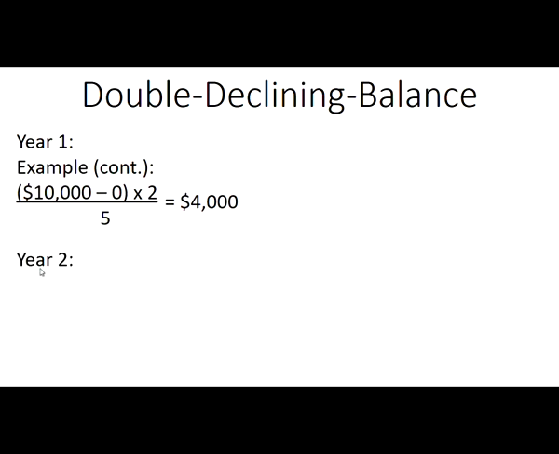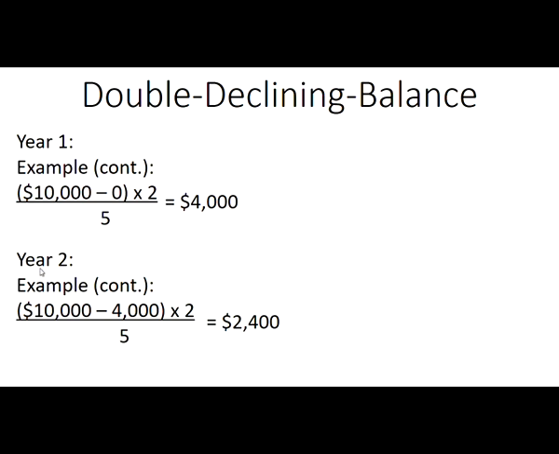Now, before we go in and start talking about year 2, it's helpful to look and say, well, accumulated depreciation was 0. What's accumulated depreciation now? Well, we just had $4,000 of depreciation, so our accumulated depreciation is now going to be $4,000. You can see cost minus accumulated depreciation, which is $4,000. That number from up here comes down here, times 2 over 5 is $2,400.